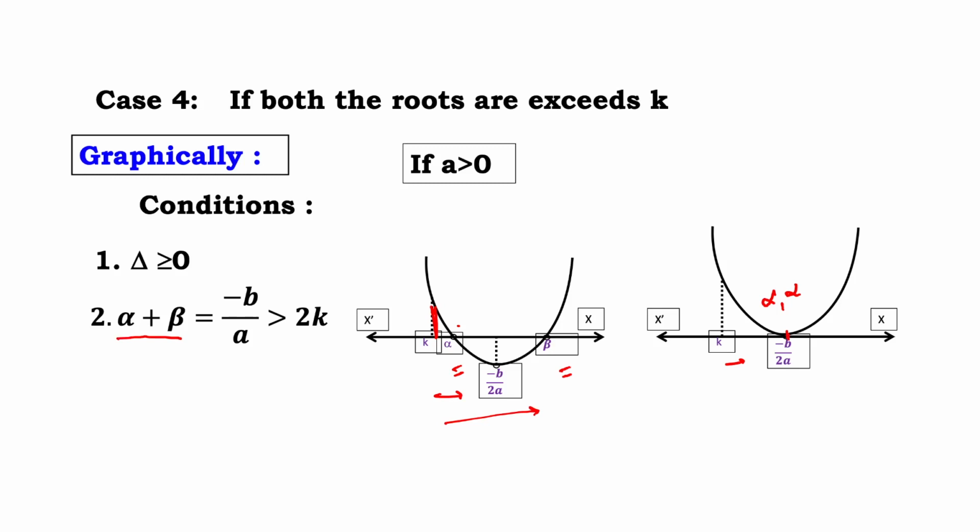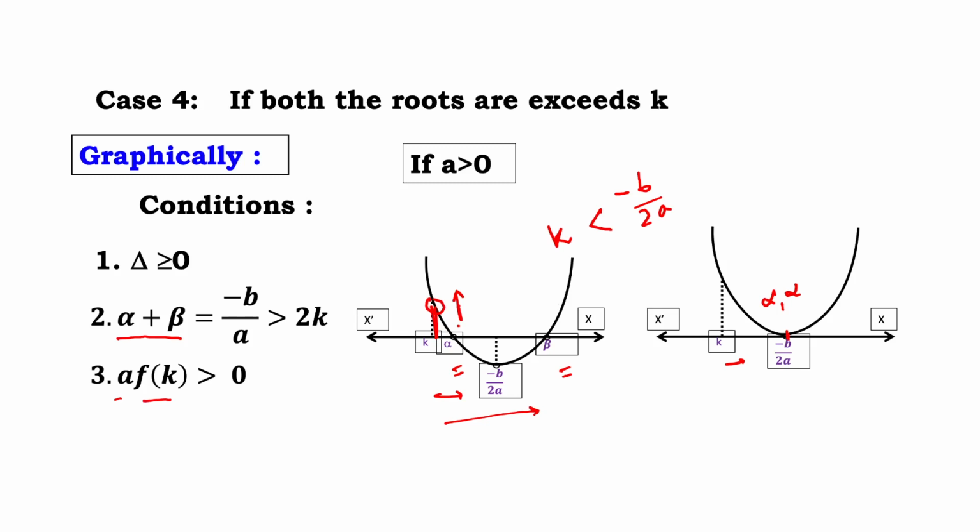Or we can think in this way, like the vertex, minus b by 2a, right? The vertex minus b by 2a is going ahead, so minus b by 2a is greater than k in both the cases, right? And third, if you are putting k on this graph, you are getting this above the axis. So this is positive, and a we have taken as an upward parabola, so we have taken a as positive. So this is the case, right?